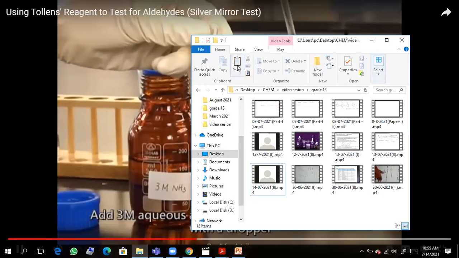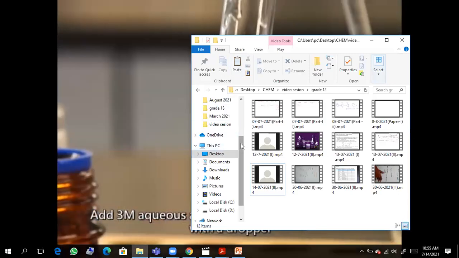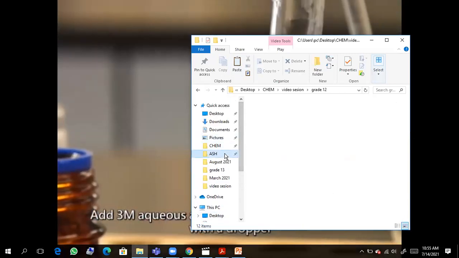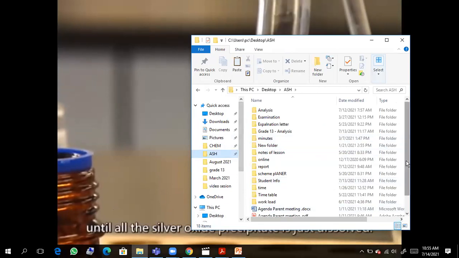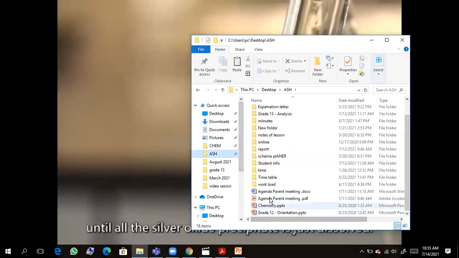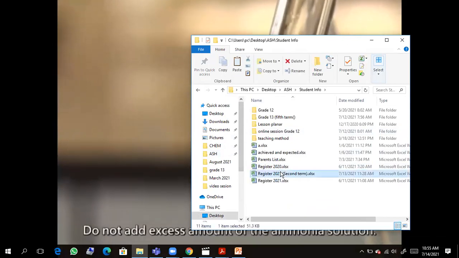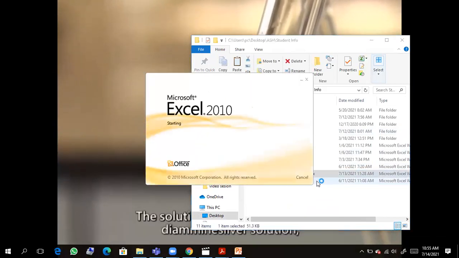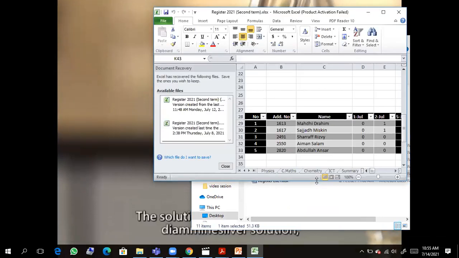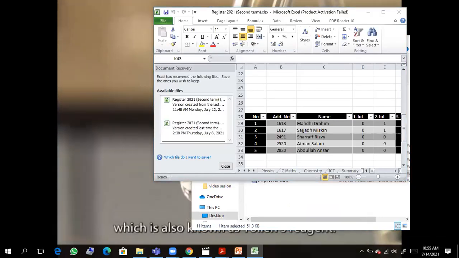Add 3 molar aqueous ammonia solution drop by drop with a dropper, until all the silver oxide precipitate is just dissolved. Do not add excess amount of the ammonia solution. The solution obtained is aqueous diamine silver solution, which is also known as Tollens reagent.